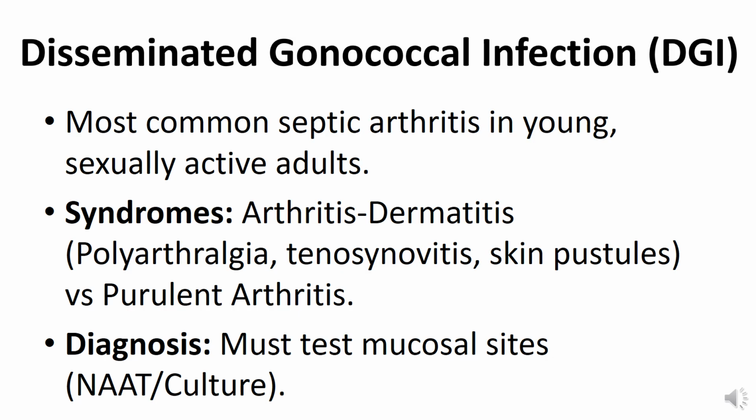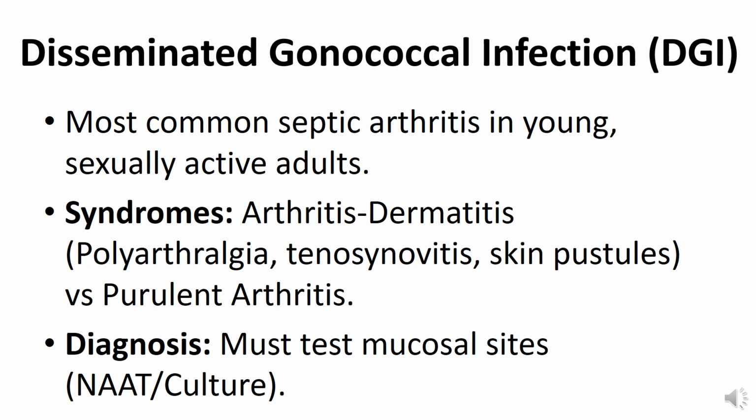Disseminated gonococcal infection is considered the most common cause of septic arthritis in young, sexually active adults. What makes it particularly challenging is that patients may not have obvious genital symptoms. In fact, many individuals have no urogenital complaints at all, making the diagnosis easy to miss if clinicians fail to ask the right questions and maintain a high index of suspicion.